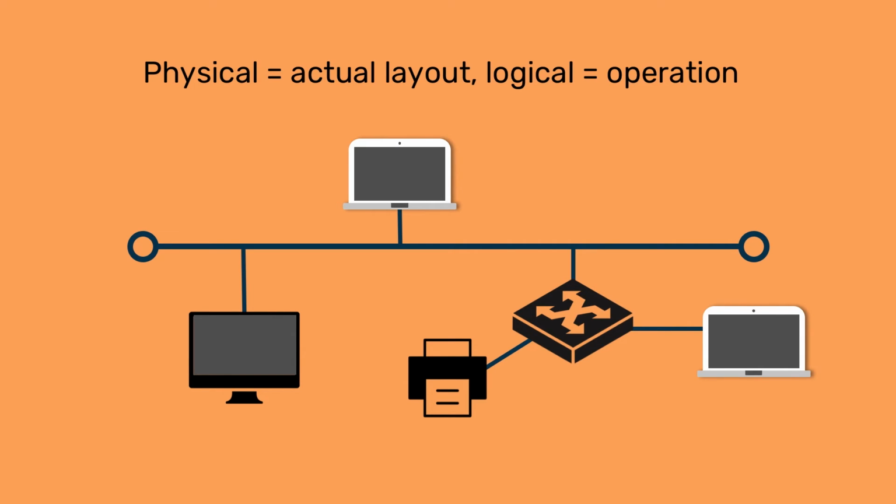For example, from a physical perspective, this network looks like a combination of a physical bus and star. However, using an Ethernet protocol for bus networks, and if the central node of the star, the switch, sends the signal to all the devices, then the whole network behaves logically like a bus.